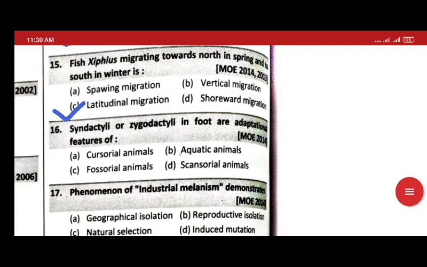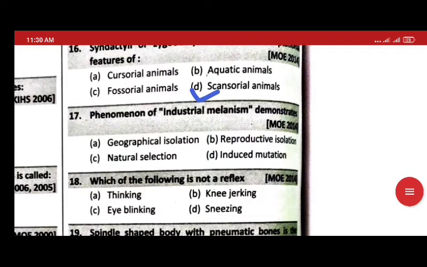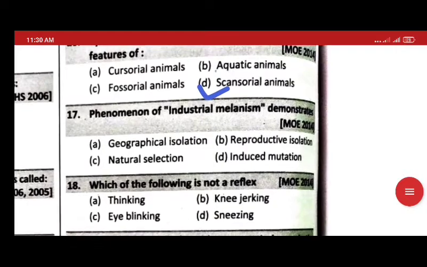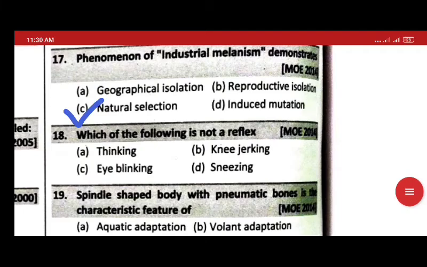Syndactyl or zygodactyl in foot are adaptation features. Syndactyl is for climbing purpose. So that is for scansorial, because scansorial comes under climbing. Phenomenon of industrial melanism demonstrates what? That is for natural selection, in Darwin's theory that we have read.